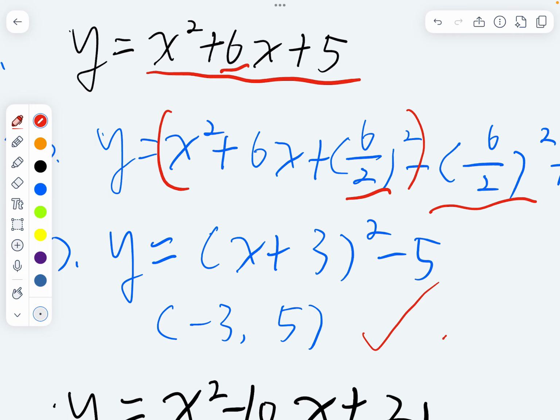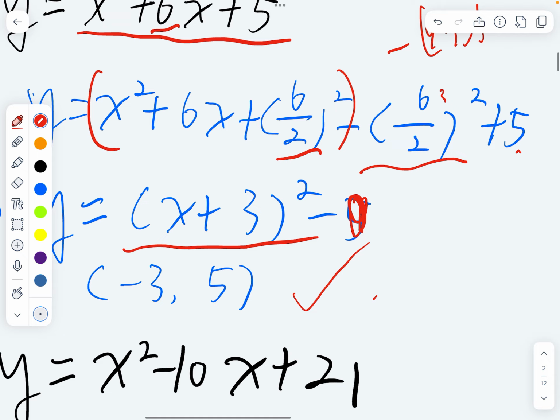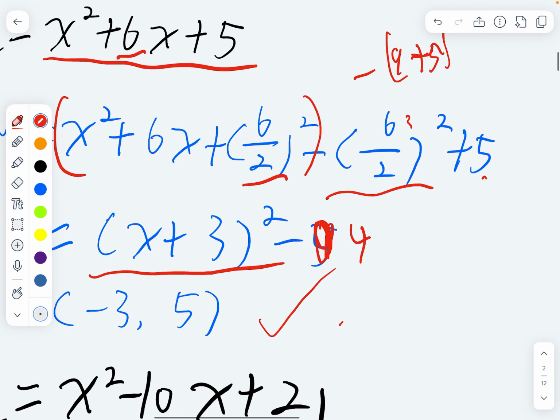Or we can easily use the formula for x plus 3, squared. And this time we write out: 6 over 2 is equal to 3, 3 squared is equal to 9, and the final term is plus 5. So this time it must be equal to 4, no, not negative 5. Okay, that's a mistake here.